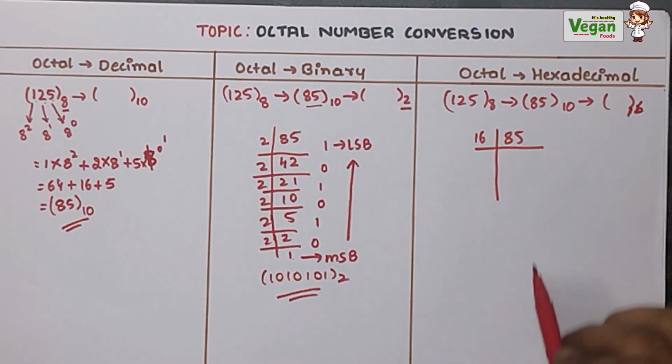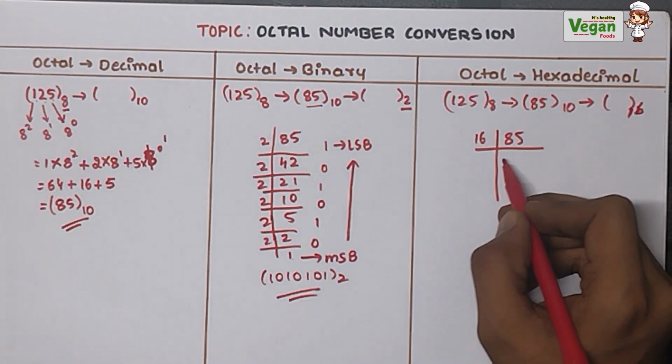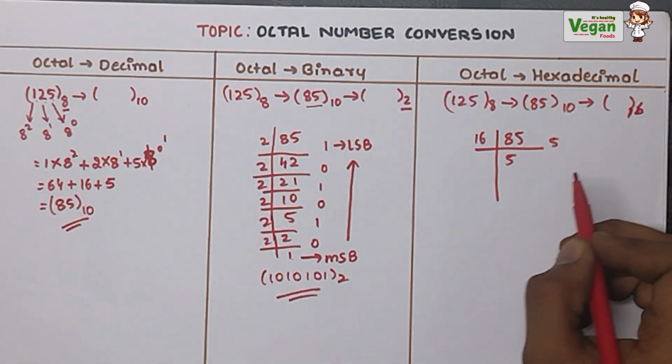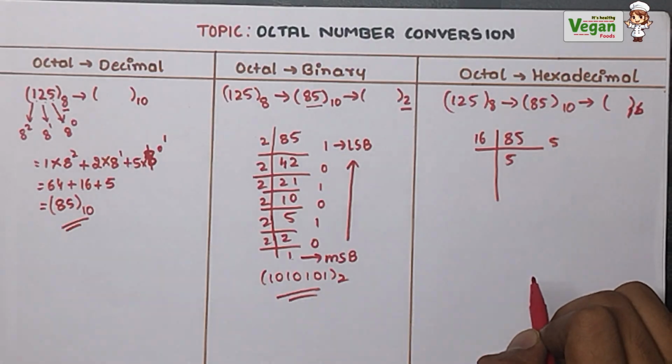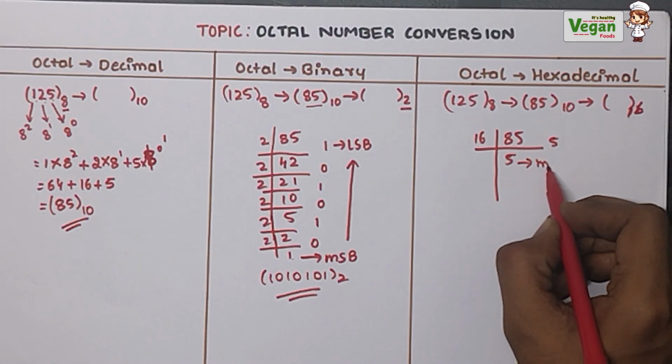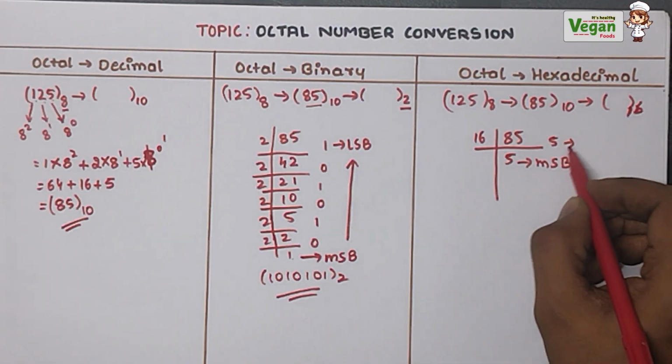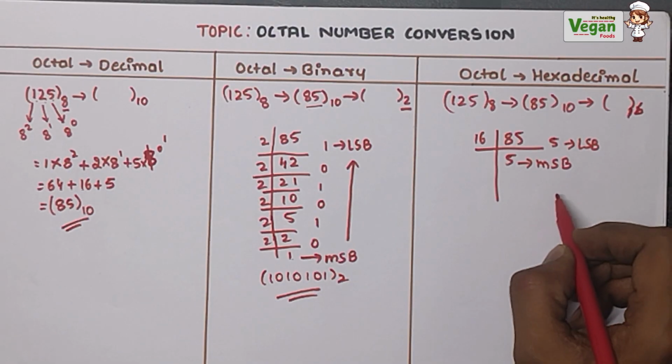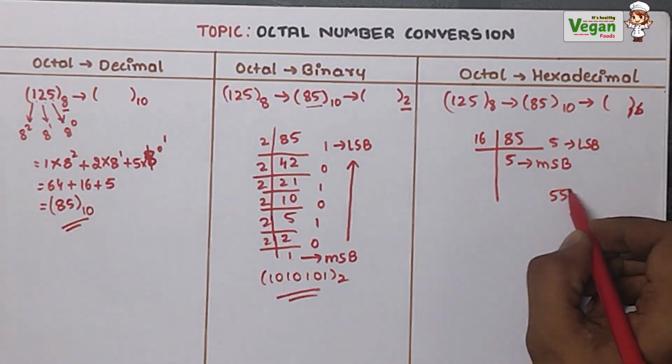85 divided by 16: 16 fives are 80 and the remainder will be 5. So I cannot further divide 5 by 16, so I will stop the process here. This will be the most significant bit. This will be the least significant bit. So the value is 55.